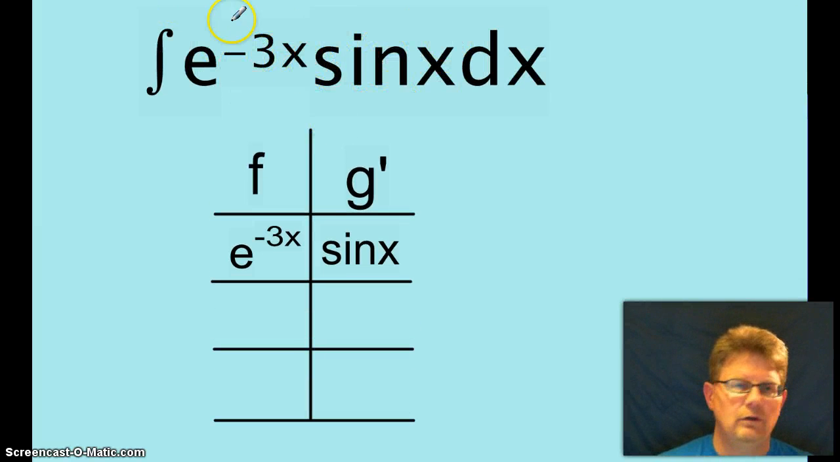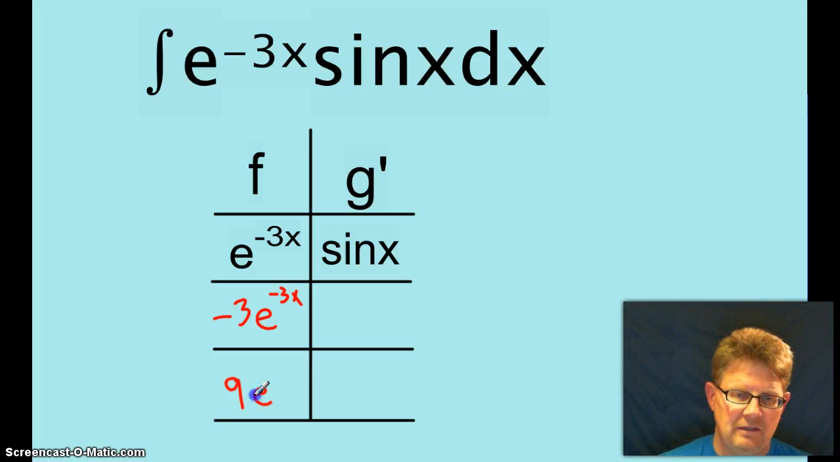Alright, e to the negative 3x sine x. Once again, we're going to have a little nice recursive loop here. So let's take the derivative, negative 3 e to the negative 3x. And then take another negative 3 out front, 9 e to the negative 3x. And the antiderivative of sine is negative cosine. And the antiderivative of negative cosine is negative sine x. And then we're going to go plus, minus, plus. We'll draw our two diagonals. Just like that.